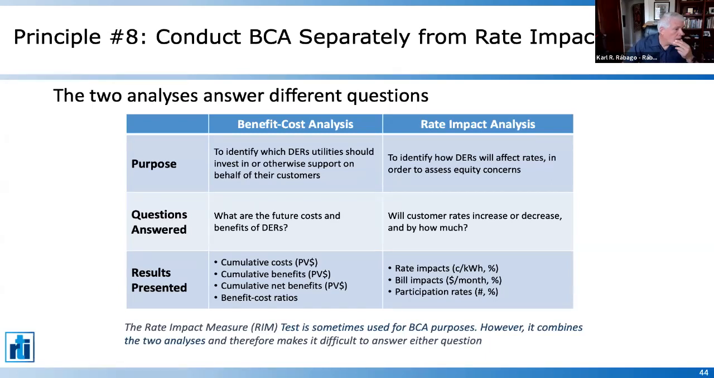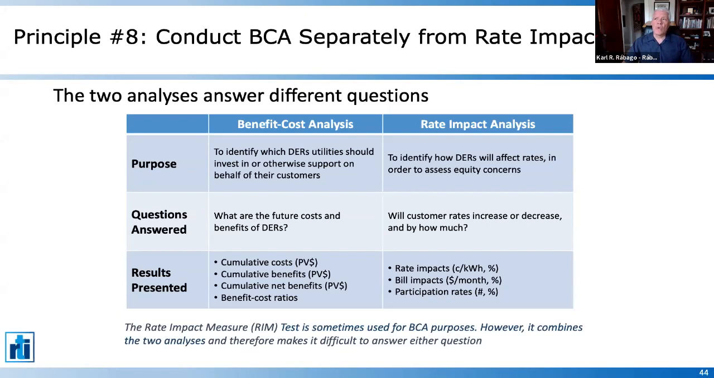Let's see. Should BCA methods differ when programs are fully funded by ratepayers through a system benefit charge, or those paid for by the utility or a third party? Should you use a different BCA method? Maybe they mean a different test or a different approach. Yeah, depending on who's funding the DER. And the short answer is almost always going to be, it depends on your jurisdictional policy.